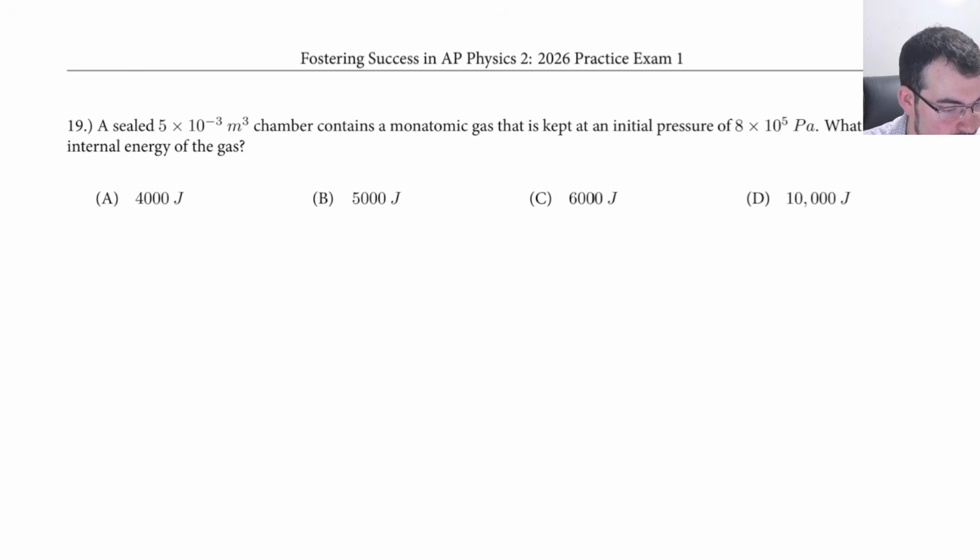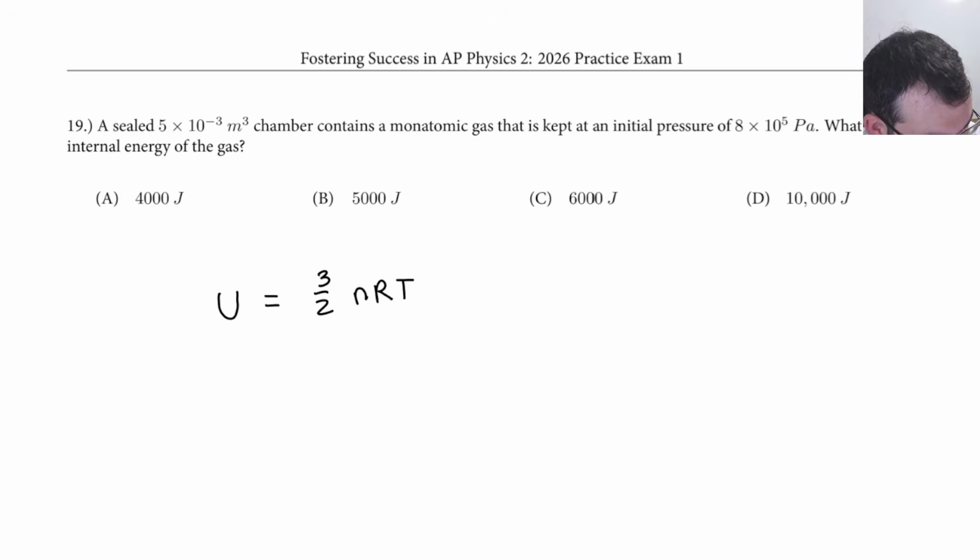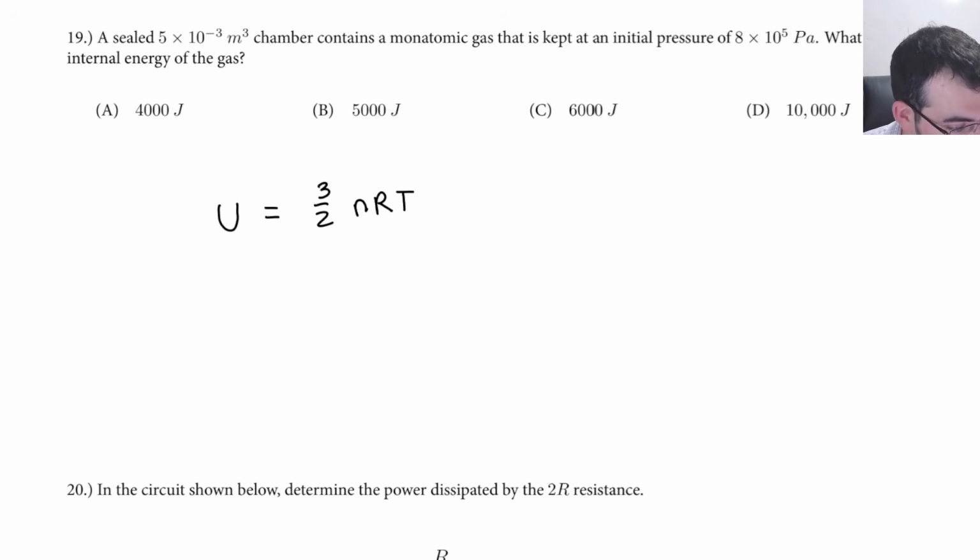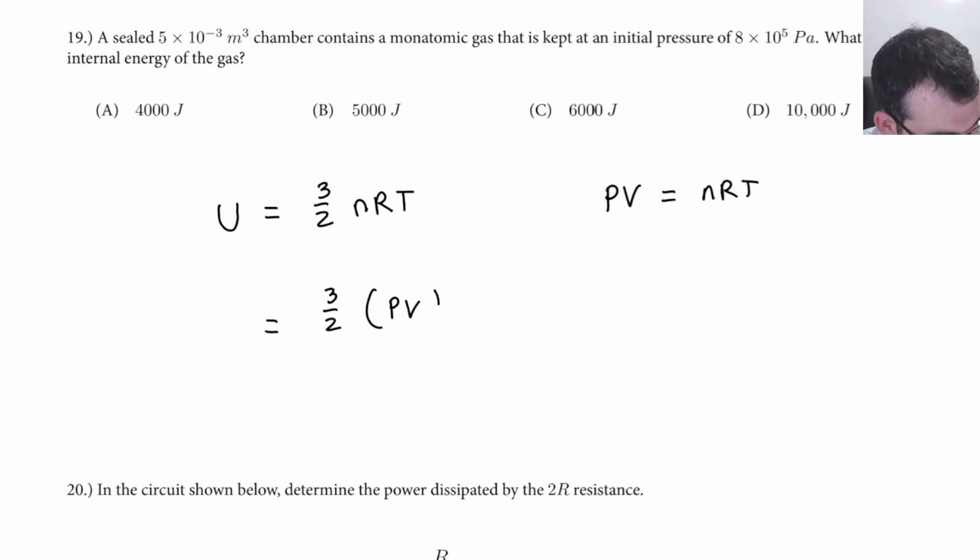A sealed chamber whose volume we know contains a monatomic gas, whose pressure we know. What is the internal energy of the gas? What is internal energy? Internal energy U for a monatomic ideal gas is 3/2 nRT. But we don't know T or the number of moles. But what do we know? Well, we know pressure and volume. So we also know PV equals nRT. So I can just replace nRT with PV, and that gets us our internal energy.